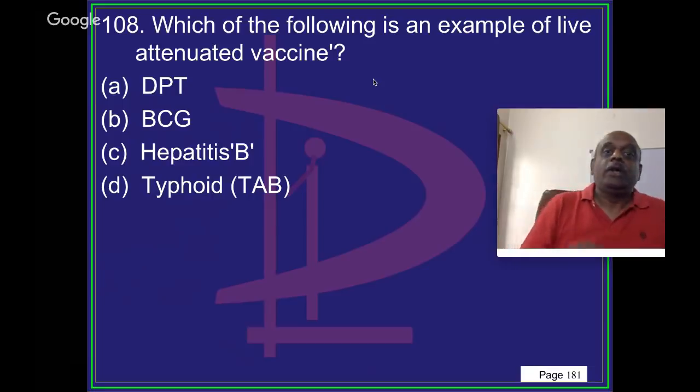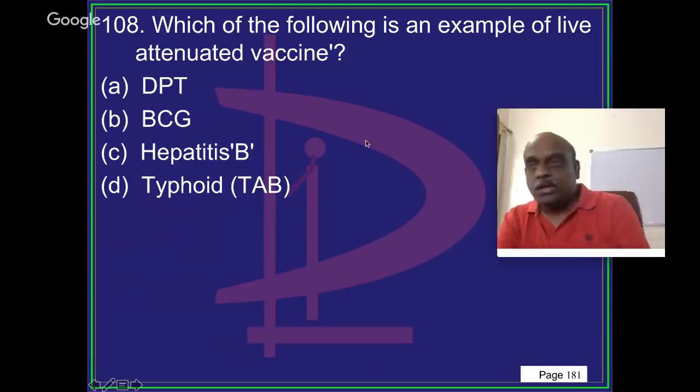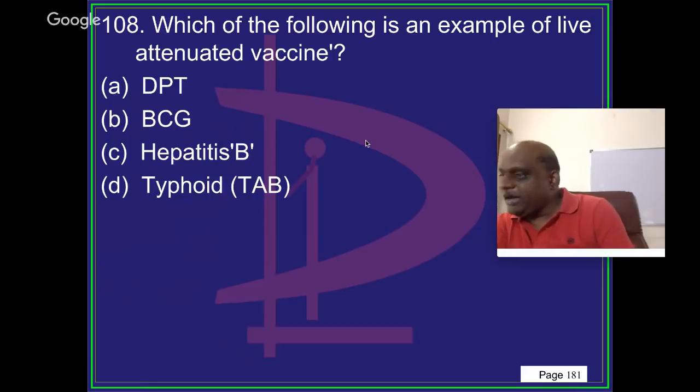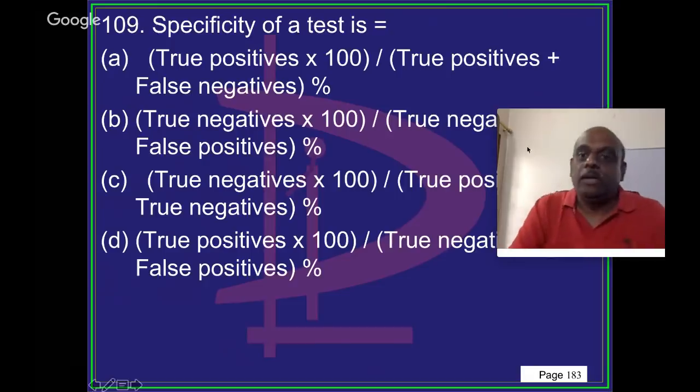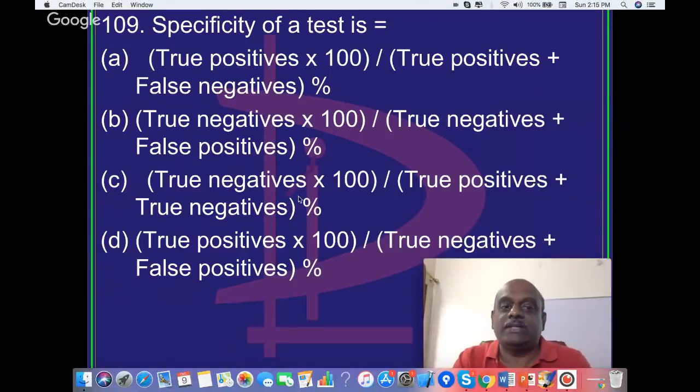Okay, doc. Now, what is an example of a live attenuated vaccine out of all this? Question number 108, Mithul Hirani proposes DPT. Gautam says BCG. Mithul or Aizaz Ahmed Wani, don't disappoint me, BCG.